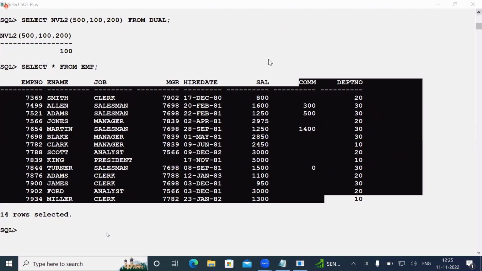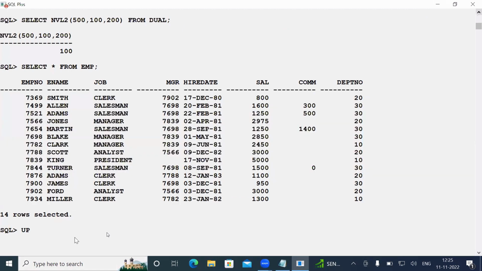So now see how to write it. Now I'm writing my query. Which command? Update. UPDATE EMP SET. Which column do I update? The commission column. Commission equals NVL2 of commission, comma, commission plus 400, comma, 400.